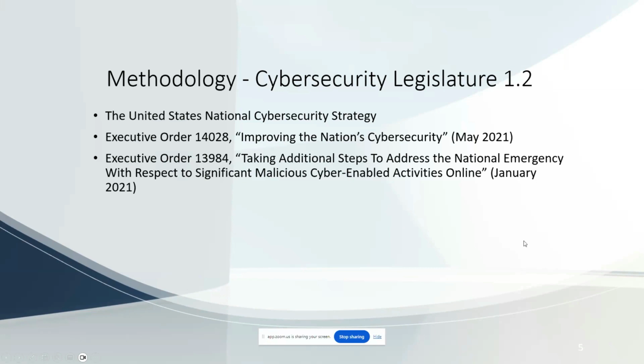The one below is Executive Order 13984, taking additional steps to address the national emergency with respect to significant malicious cyber-enabled activities online. It's quite a long name, and it addresses mainly threats to infrastructure as a service products originating from foreign actors. And of course, it encourages US cloud service providers to voluntarily increase information sharing to improve their cyber resiliency efforts.